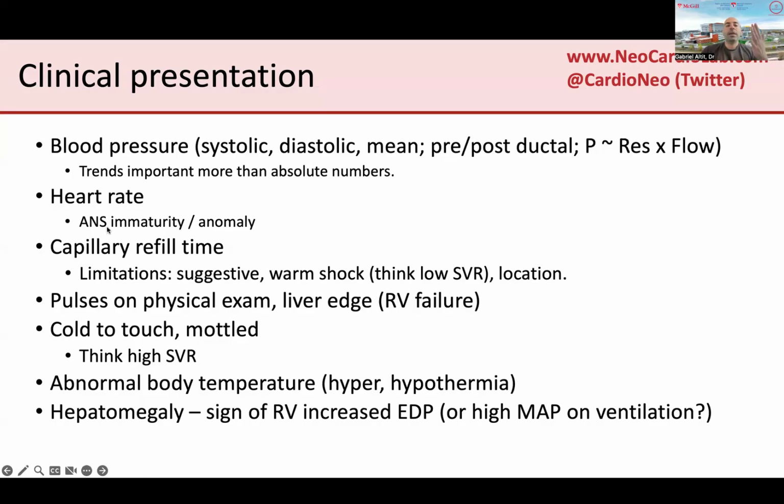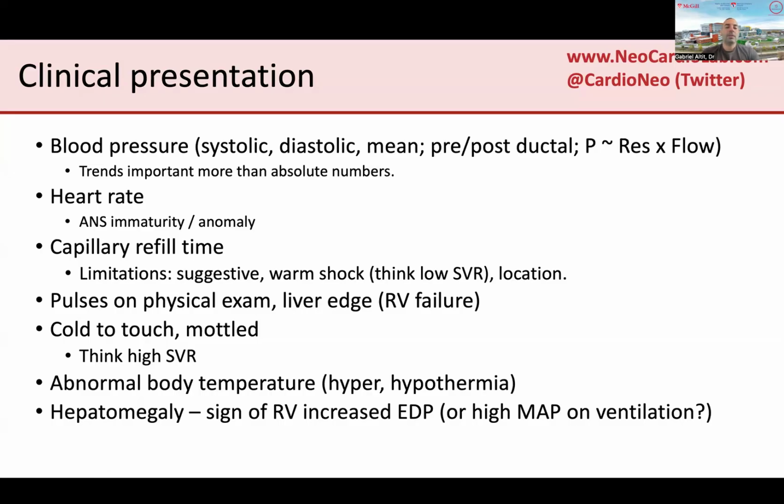We also look at heart rate as a sign of concern. We obviously know that our preterm infants have autonomic nervous system immaturity and sometimes even dysfunction if they're infected or with chorio. There's capillary refill time, which is important but can also be subjective. And so if you see a warm shock, you have to think of low systemic vascular resistance. You also have to think about the location where you're picking up this capillary refill.